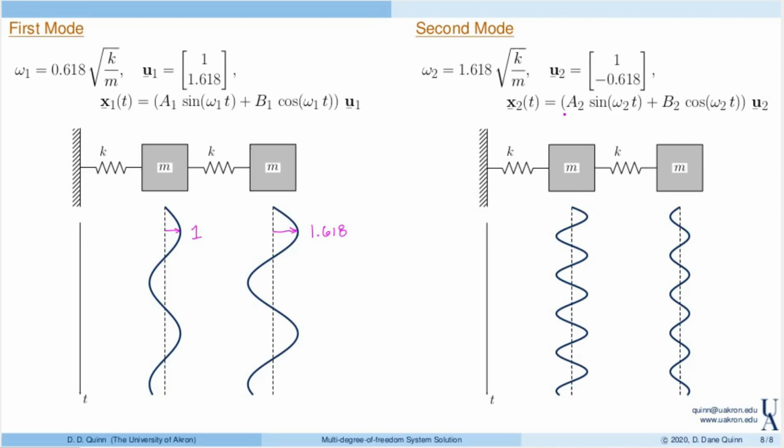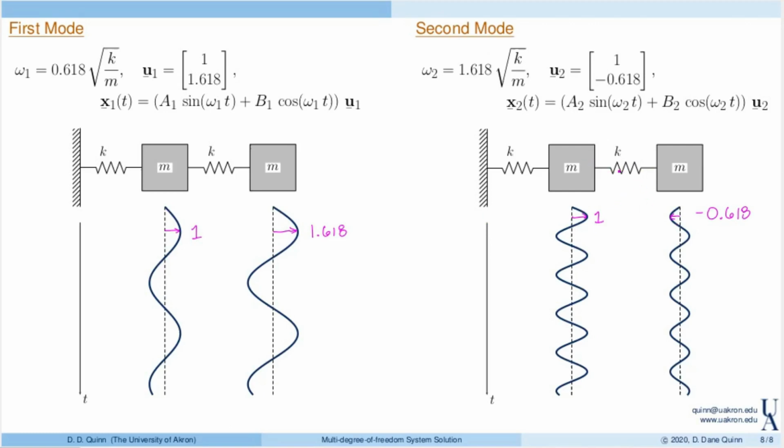Compare that with the second mode. Now notice that the second mode has a higher frequency. Instead of 0.618, it's 1.618. So the frequency of the second mode is much higher, right? It oscillates faster. And if I look at the mode shape, if block 1 is moving with amplitude 1, then block 2 is actually moving with amplitude minus 0.618. So not only is it smaller, it's negative, which means that these two blocks are now out of phase.